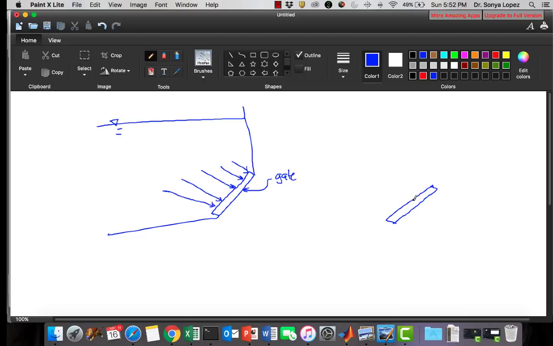So the center of the gate is usually marked with this kind of X here, and that is called the centroid. So centroid is equal to center of your gate, always. Okay, if your gate is going to be a rectangle, right, it's exactly halfway between the gate.